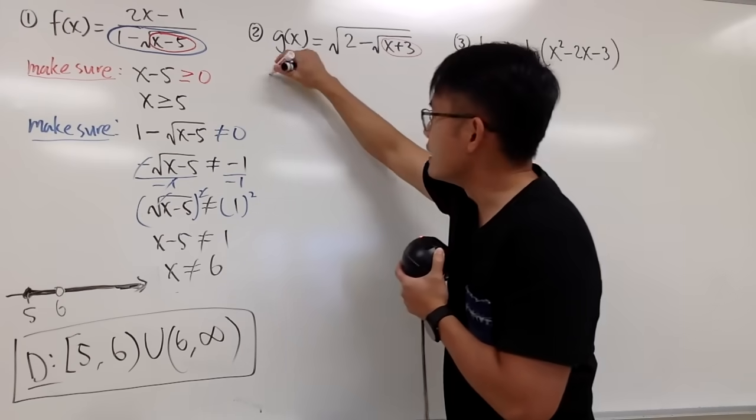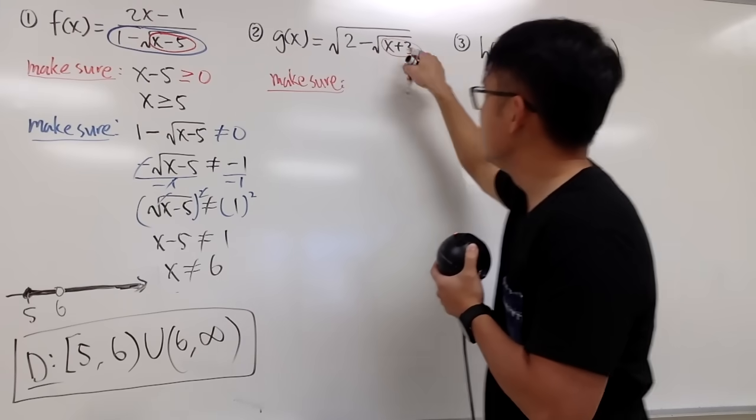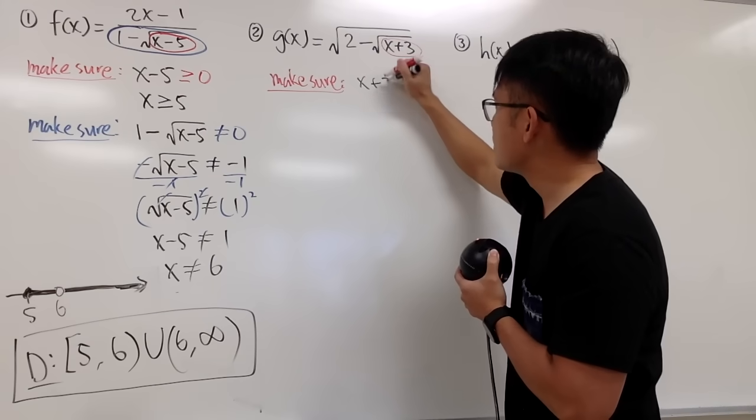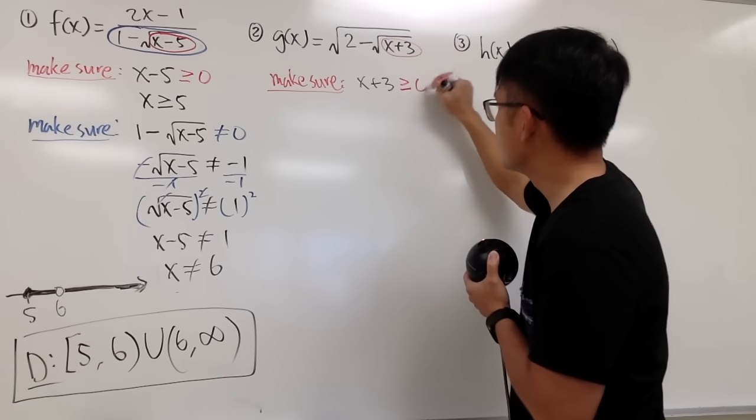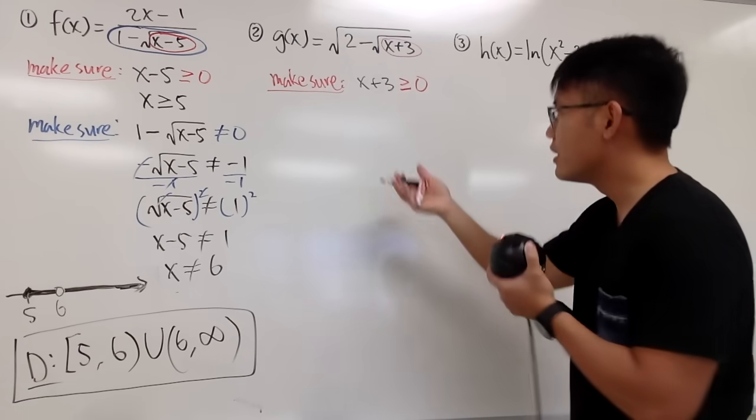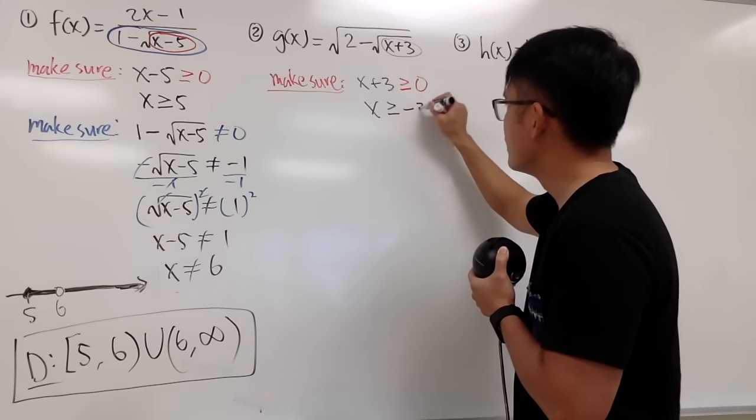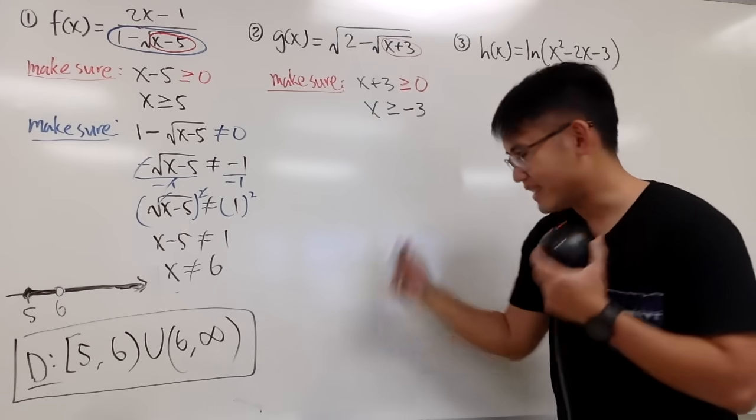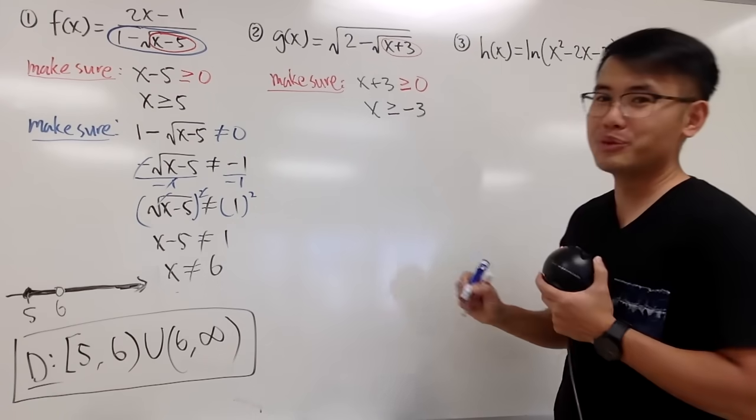From here, let's make sure that this inside, namely x plus 3, is greater than or equal to 0. And then from here, subtract 3 on both sides, we get x is greater than or equal to negative 3. And then we are done, right? Nice and easy.